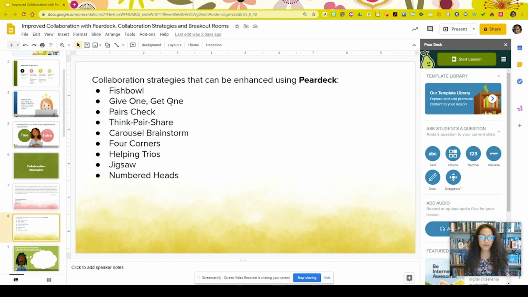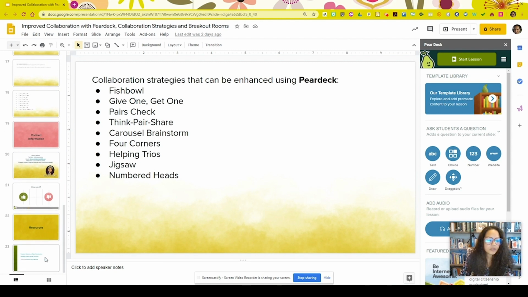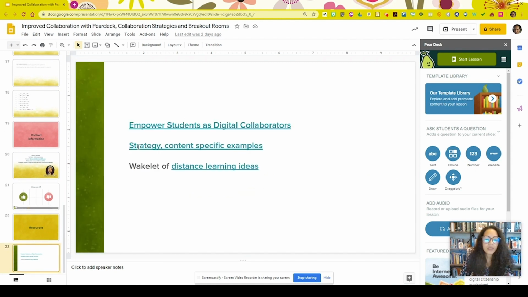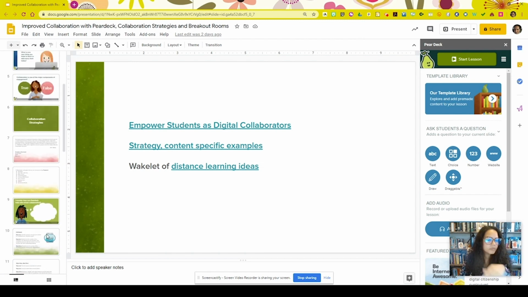And guess what? Even if we are in a school that has gone back to campus, we may not be allowed to have our students get up and walk around. However, if kids have a device, they can do the give one, get one without that movement using Pear Deck. I'll also touch on numbered heads, and I will scroll in the resources. I've got the strategies with content-specific examples that accompany the strategy, implemented in a subject area, so you could really see what that looks like. I'll talk about the other two things once we're done with the presentation.